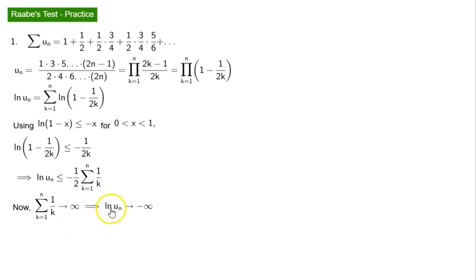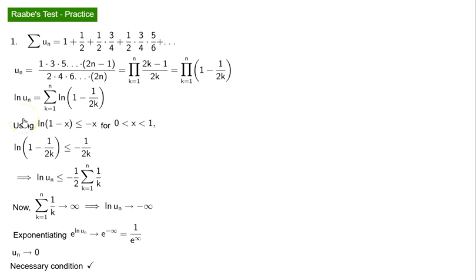We need to get rid of this natural log. So we exponentiate both sides. We get e to the power of natural log of u sub n going to e to the power of minus infinity. E to the power of minus infinity can be written as 1 by e to the power of infinity. And we know this is 0. So u sub n goes to 0 because e and natural log cancel, leaving u sub n. So that means the necessary condition is satisfied.